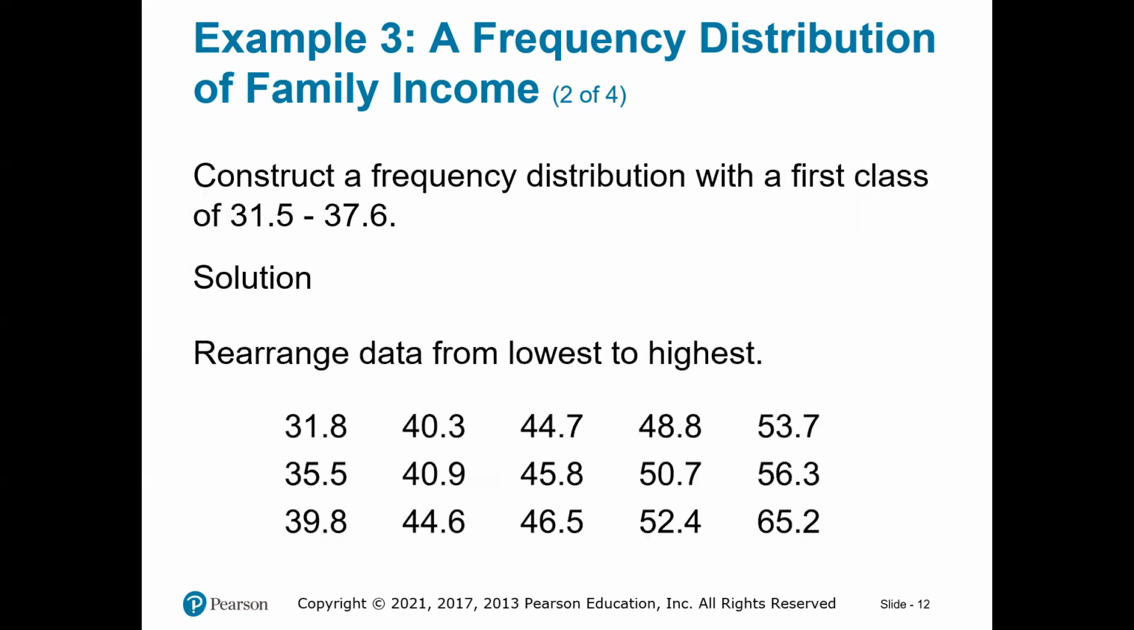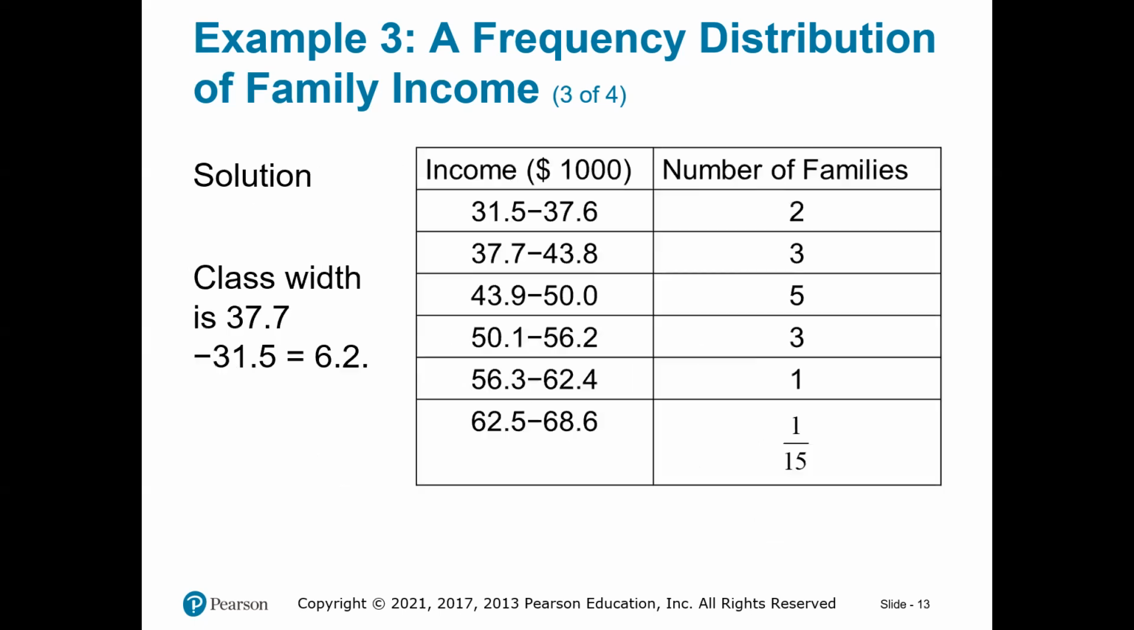Here is the sorted data: 31.8, 40, 44, 48, and so forth. So how many salaries fit into this category? Well, we have one, which is 31.8, right? Oh no, I actually have two, with 35.5. So these two belong to the first class. Like I told you, the first class has two families in it. The width of this class, 37.6 minus 31.5, is 6.2. So we make sure that the next class also has width 6.2.